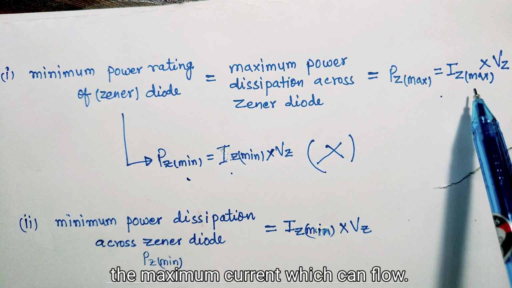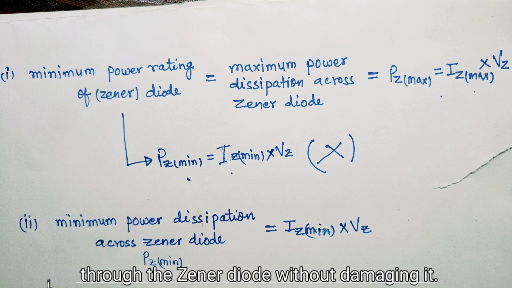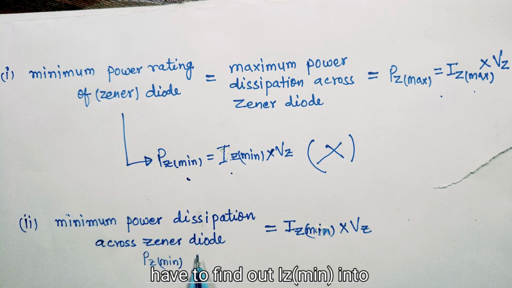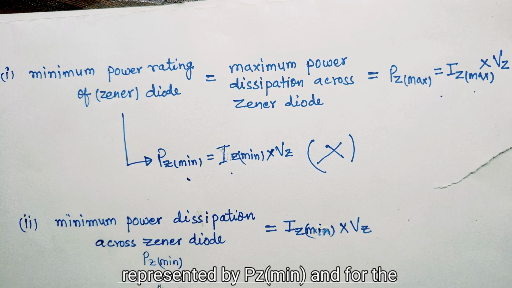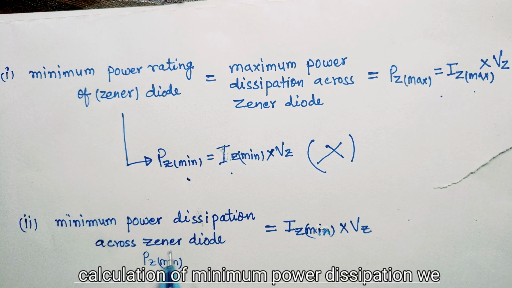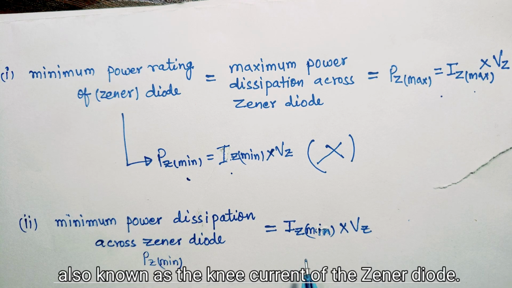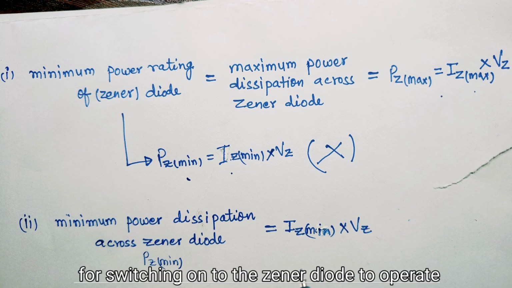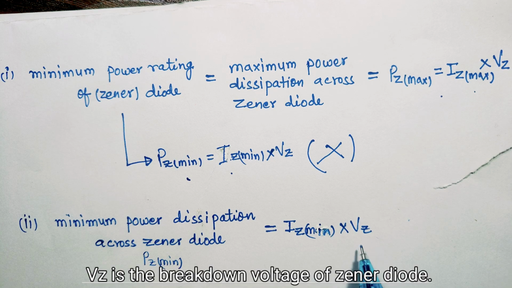Here, Iz max is the maximum current which can flow through the zener diode without damaging it. And if we have to calculate the minimum power dissipation across the zener diode, then we have to find Iz minimum into Vz. Here the minimum power dissipation can be represented by Pz minimum, and for its calculation we will use the Iz minimum value, which is also known as the knee current of the zener diode. This is the minimum current required for the zener diode to operate in the breakdown region. Vz is the breakdown voltage of the zener diode.